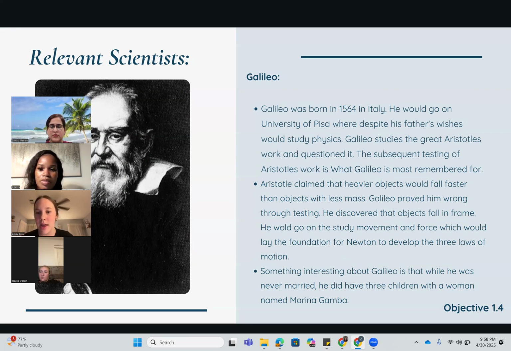Aristotle claimed that the heavier the object was, the faster it would fall, and Galileo proved him wrong through testing. He discovered that objects fall at the same rate, and he would go on to study movement and force, which would lay the foundation for Newton to develop the three laws of motion. And an interesting fact about him is that he was never married, but he did have 3 children with a woman named Marina Gamba.